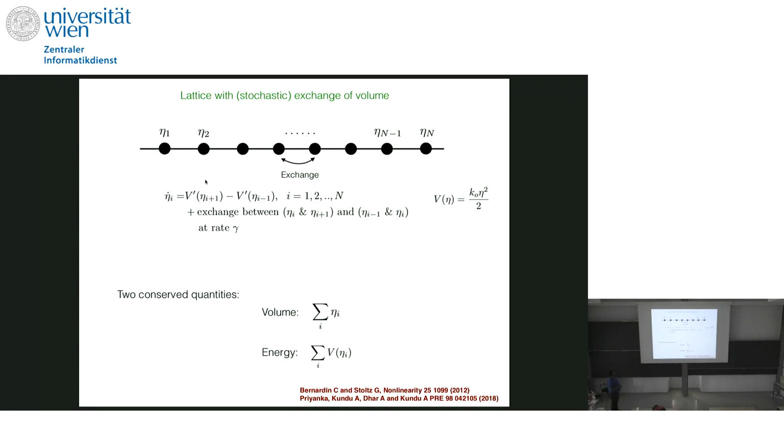In addition to this deterministic part of the dynamics, you have a stochastic part, which is that you choose any two successive sites and exchange their volume variables with some rate gamma. And since you are exchanging, these dynamics will conserve two quantities: the total volume and the total energy. That is pretty clear, easy to see.